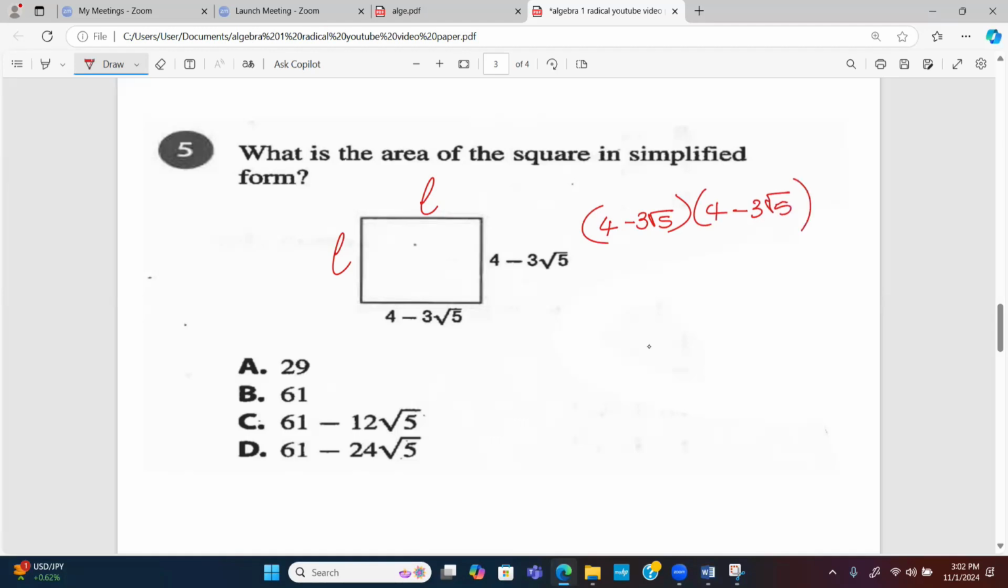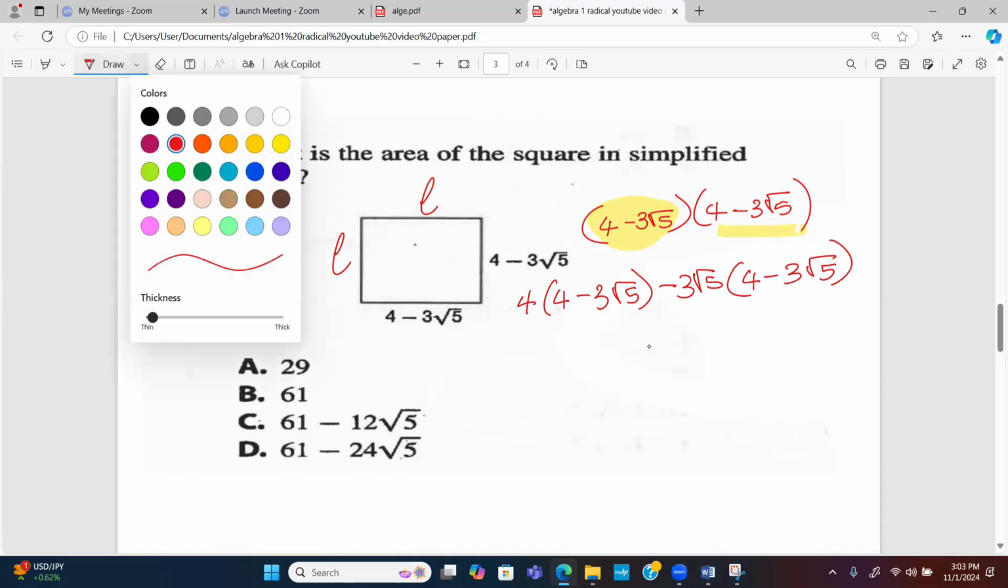So basically, we could do this a number of ways. I'm going to quickly apply just an idea for distribution. So I'm going to take everything from this first parenthesis and let it be multiplied by everything from the second parenthesis. So my basic way of doing this is to say 4 will be used to multiply by 4 minus 3 square root 5. Then minus 3 square root 5 will be used to multiply by 4 minus 3 square root 5.